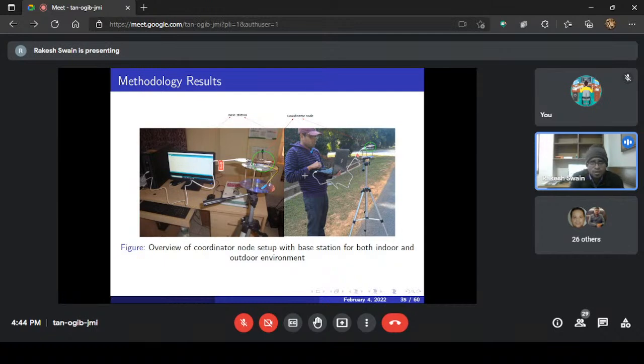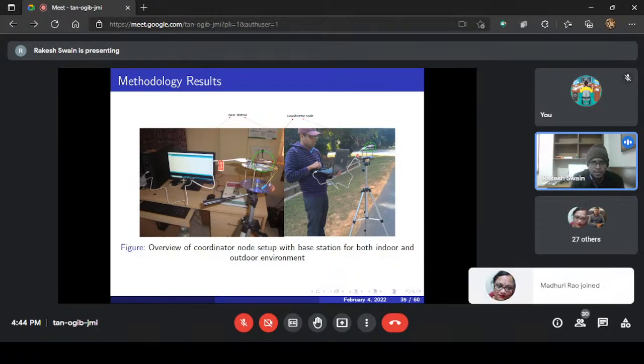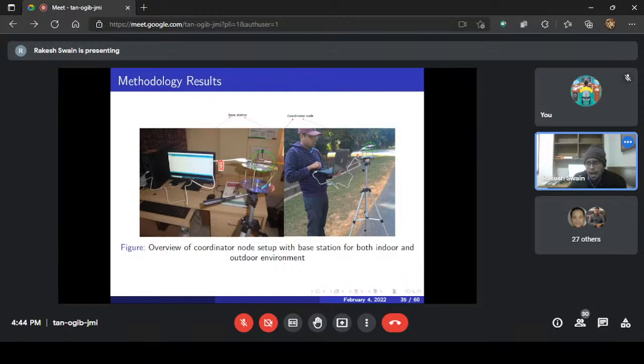After that, the coordinator node is connected to our base station for the computation. So here, this is the indoor environment. The base station is there. It will collect all the sensor data, and the computation is done here. Basically, for that computation, I use MATLAB for the testbed. Whatever data is collected, whenever the program is run in the base station, I'm using MATLAB.